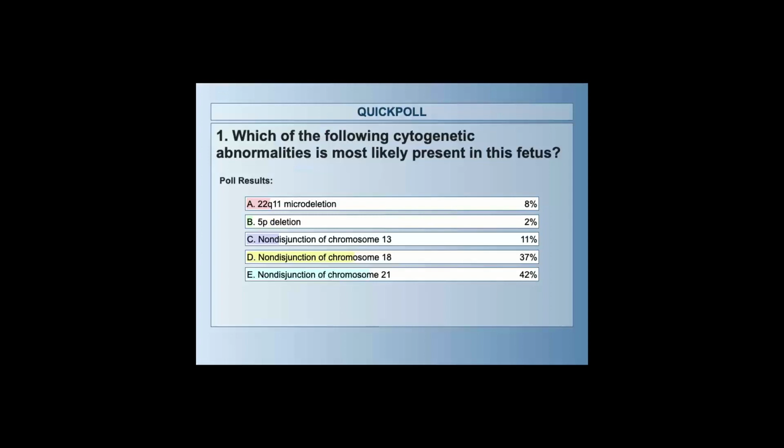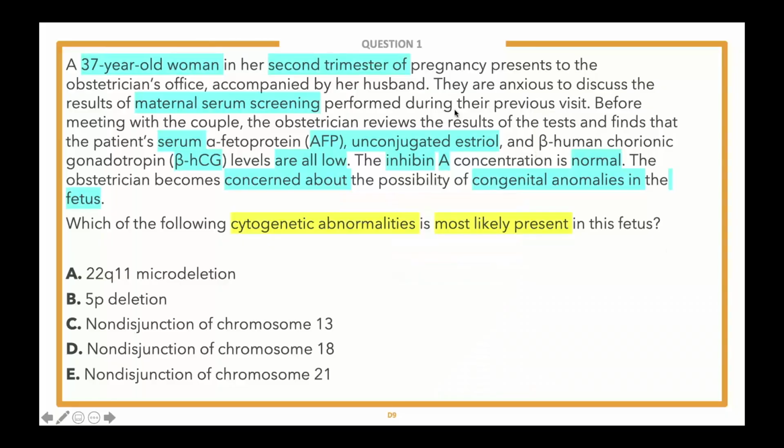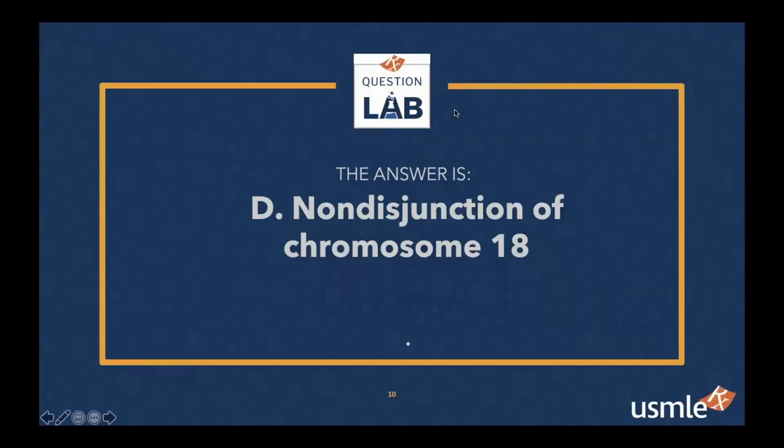It looks like 42% of you selected non-disjunction of chromosome 21, and 37% of you selected non-disjunction of chromosome 18. So it's pretty close. Let's see what the correct answer is. And the correct answer is D, non-disjunction of chromosome 18, and 37% of you got it right. Clearly a challenging question. If you got it right, let's make sure you got it right for the right reasons. If you got it wrong, don't worry. Boris is going to explain it to you now.